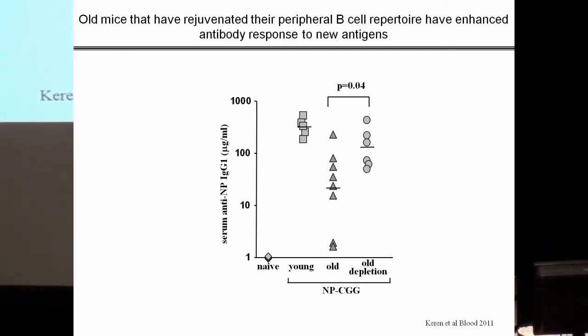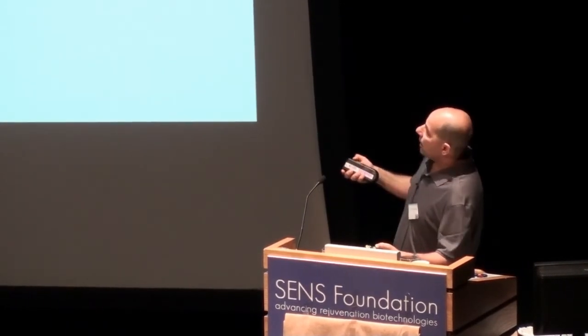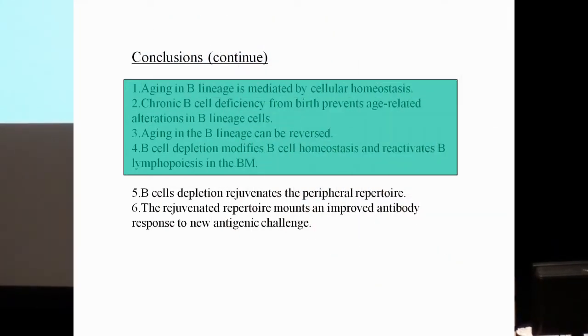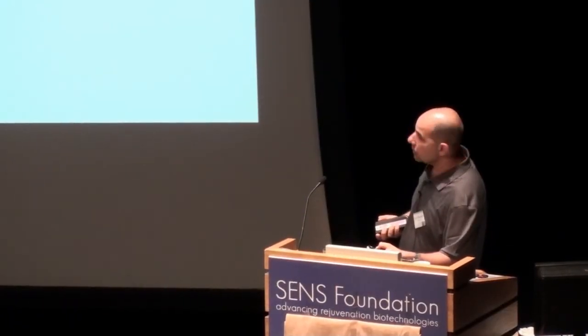So you see that there is a dramatic improved response, but it's still not as the one in the young situation, owing to the fact that these mice also have an old T-cell compartment that needs to be rejuvenated as well, hopefully. So this conclusion brings me to say that B-cell depletion rejuvenates the peripheral repertoire, and that the rejuvenated repertoire mounts an improved antibody response to new antigenic challenge.